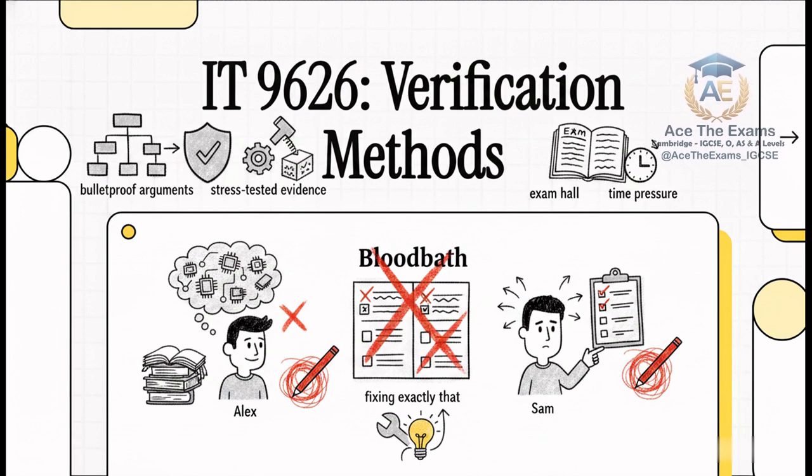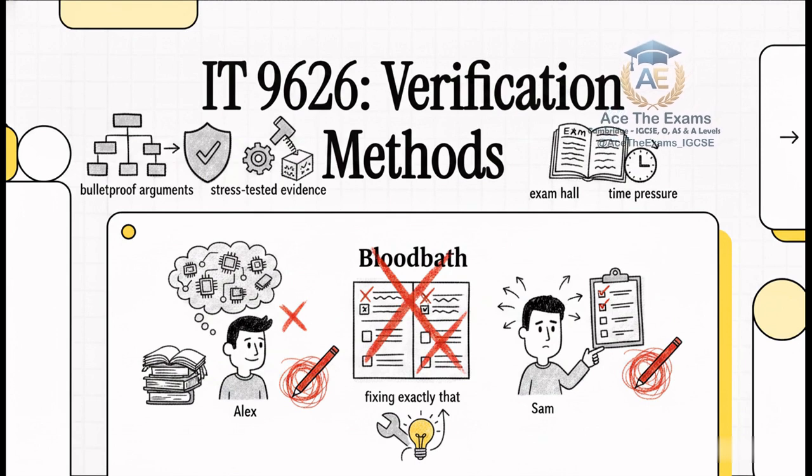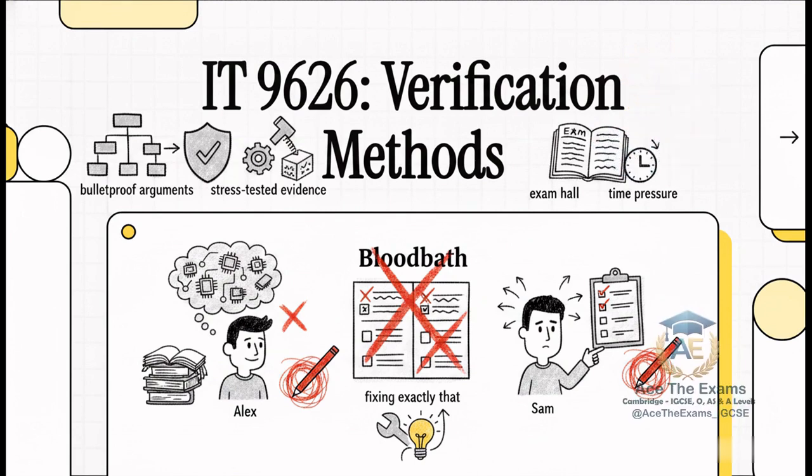I want to paint a vivid picture of two very typical students taking this exact paper. Let's call them Alex and Sam. Alex is the memorizer. Alex has spent weeks literally memorizing the textbook cover to cover. When faced with a complex question on verification methods, Alex goes into overdrive, overloading the answer with raw computer science facts. We're talking massive paragraphs of definitions, historical context, you name it. But here's the problem. There's absolutely zero critical analysis.